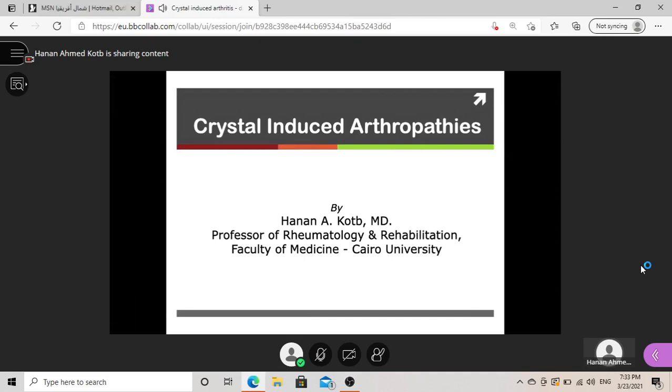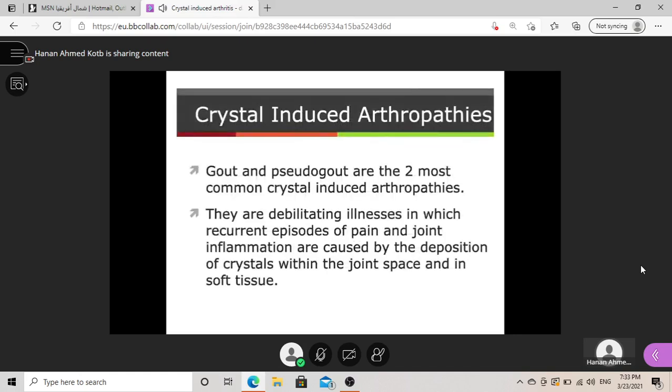And today we will talk about crystal induced arthropathies. As their name says, these are arthritis that are caused by crystals, deposition of crystals. Gout and pseudogout are the two most common crystal induced arthropathies. This does not mean that they are the only ones. I have calcium oxalate and other arthropathies that may be caused by crystals.